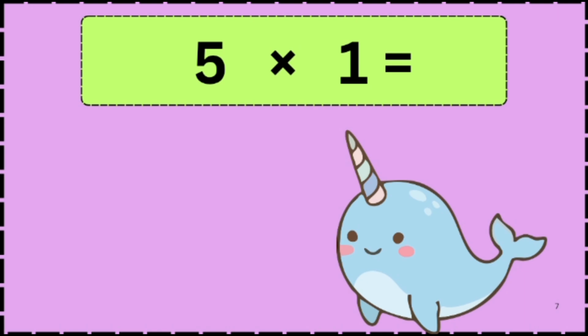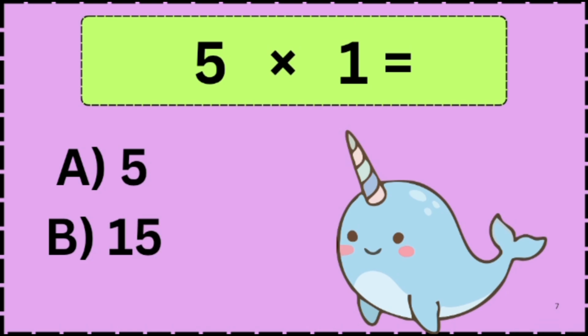5 times 1 is equal to A 5, B 15, C 30. The answer is A 5. Very good.